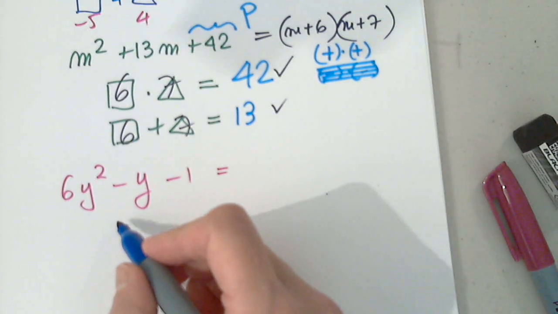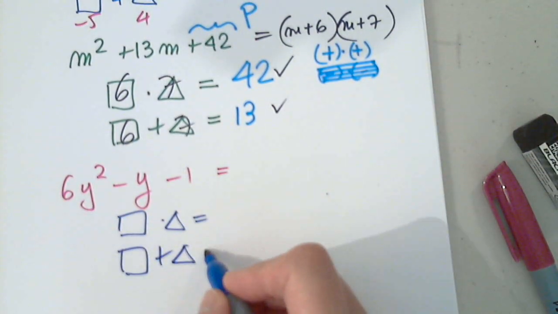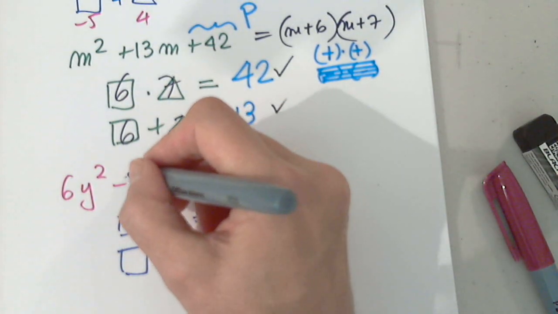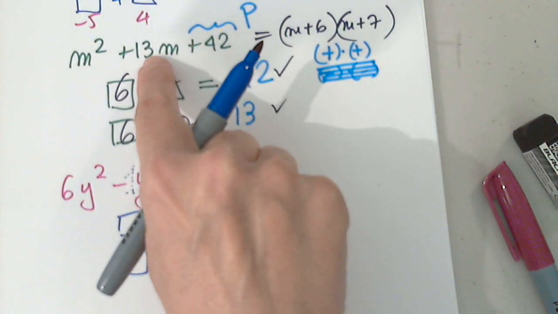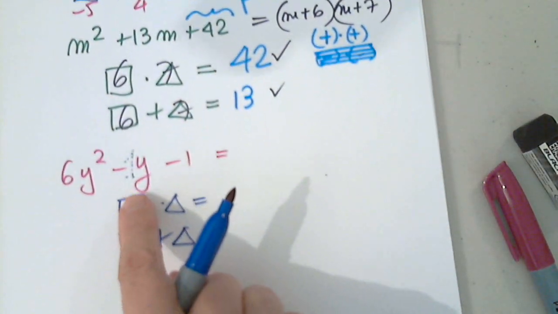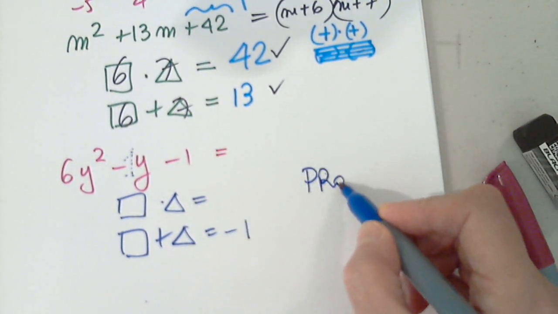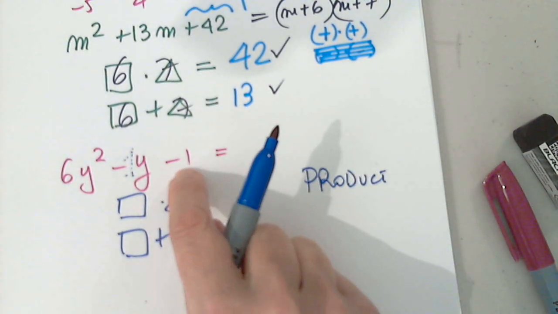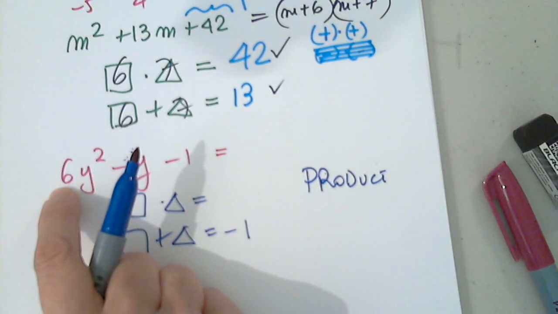So I'm still looking for two numbers whose product is and whose sum is. The sum does not change. The sum will be the same as before. It was 13 here. It was negative 1 here. The same thing here is negative 1. But the product will not be negative 1 because this is not 1.